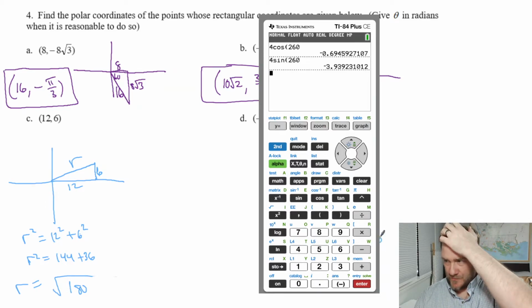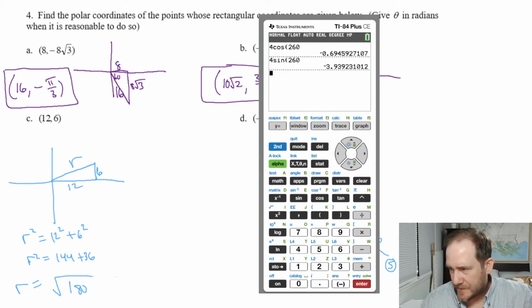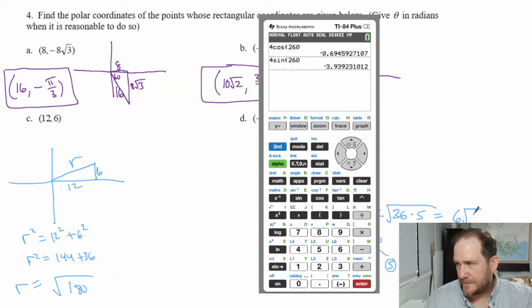Alright, 9 and 20. Now 9's a perfect square, so I won't mess with it. 4 clearly has a perfect square factor here, and 5 is a prime factor. So 9 and 4, you can multiply them together and you'd see that you get 36. So we can see that 180 has 36 as a perfect square factor, and 5 is a prime factor. So root 180 is 6 root 5.